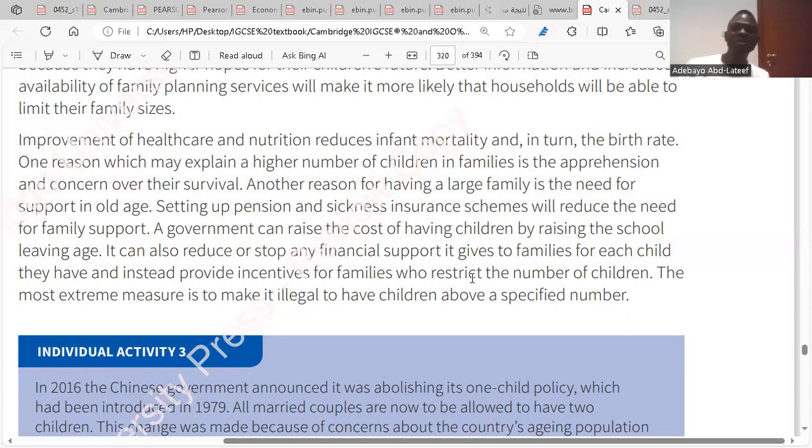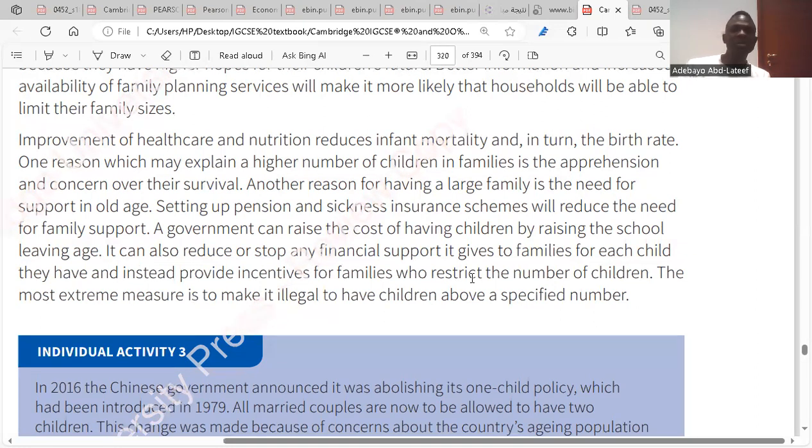So setting up pension and sickness insurance schemes will reduce the need for family support. So family support is one of the reasons why people give birth to large numbers of children. But if there are government schemes that support the elderly, that means government can take care of them. So we don't need to have more children to do that. Yes. That is the point they're making. Is it clear? Yes.